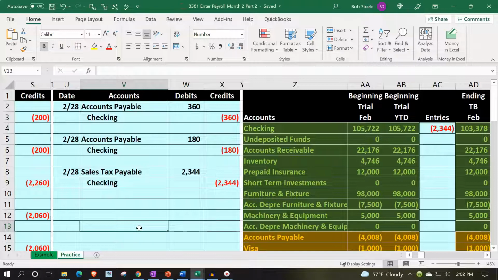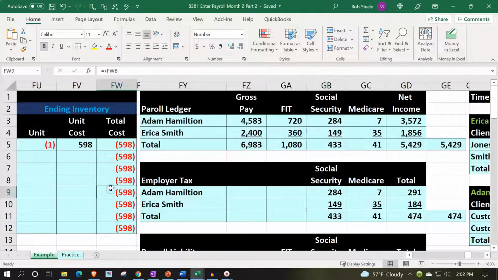In prior presentations, we put together the worksheet from a blank sheet, now continuing to enter transactions into it. If you have access to it, there are 2 tabs down below, an example tab and a practice tab. The practice tab starts out where we left off last time, the example tab in essence being an answer key. Let's take a look at it now.